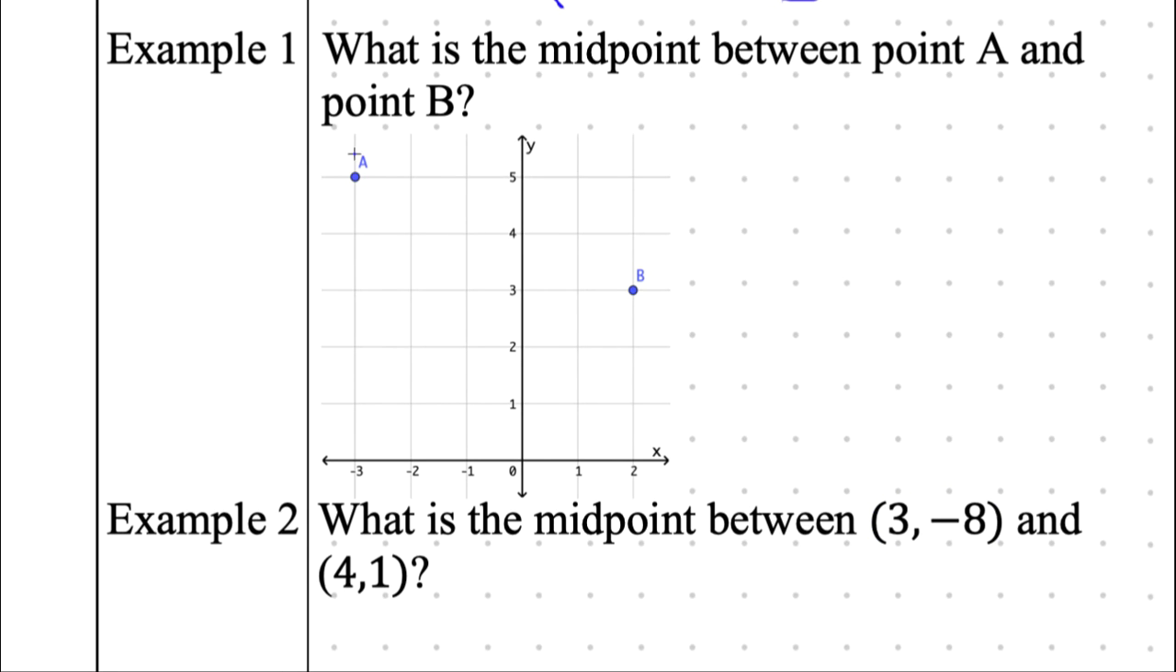So I'm going to start by labeling the coordinates of A and B. The coordinates of A, I go -3 in the x and +5 in the y. So it's going to be -3, 5. And for the coordinates for B, we go 2 right, so it's going to be 2, and then up 3, so 2, 3. Now that we have the coordinates, let's take the average of the x's and the average of the y's.